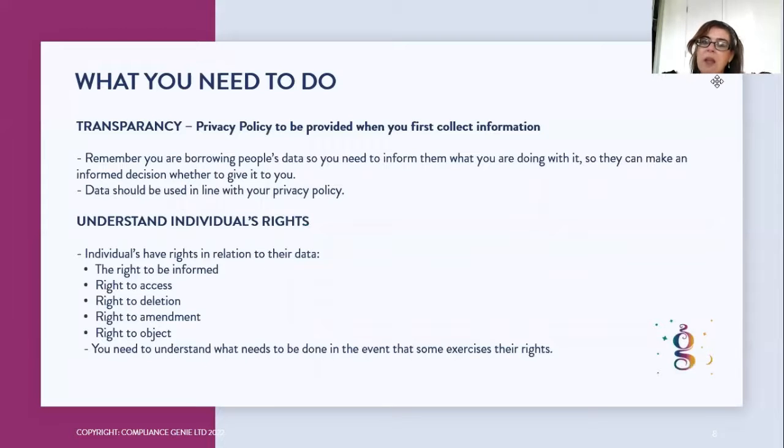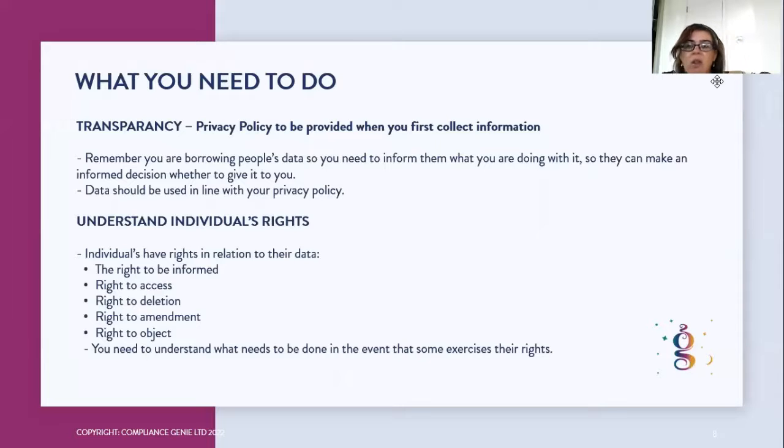So your privacy policy is provided when you first collect information. So remember that you're borrowing people's information, so you need to inform them what you're doing with it so they can make an informed decision. And the data should be used in line with your privacy policy. Now, individuals have certain rights in relation to the data that they're giving you, because obviously it's their data. They have the right to be informed of what you're doing with it, which is your privacy policy. The right to access. So if somebody says, tell me what information you hold about me, you have to provide that within a certain time frame.